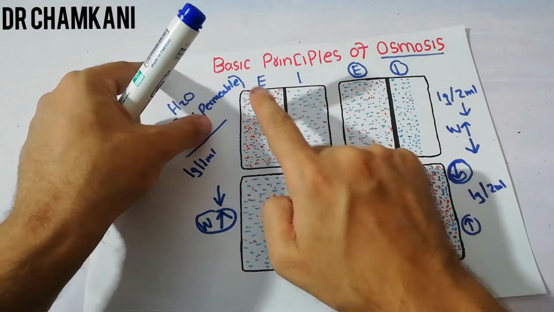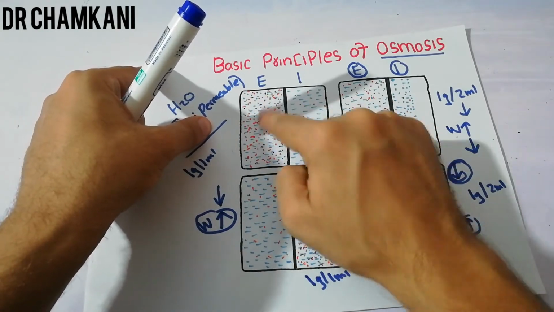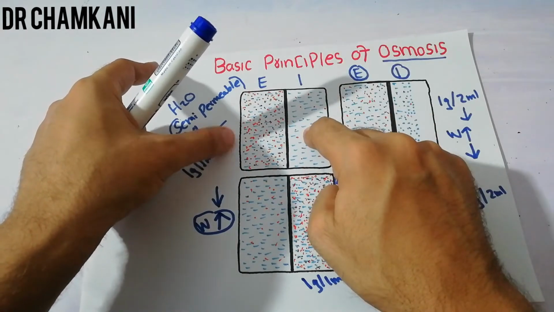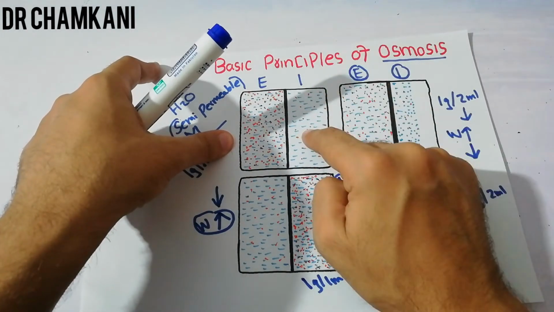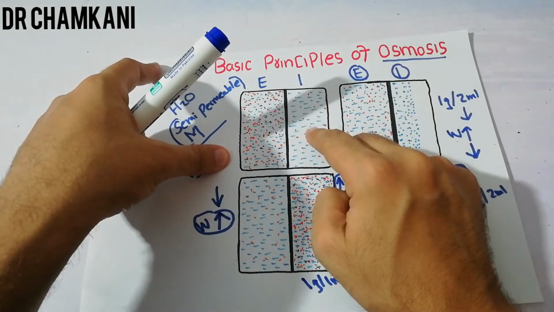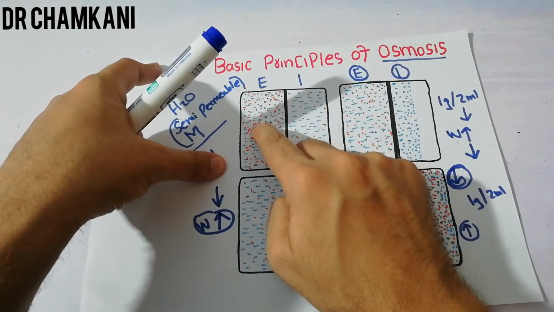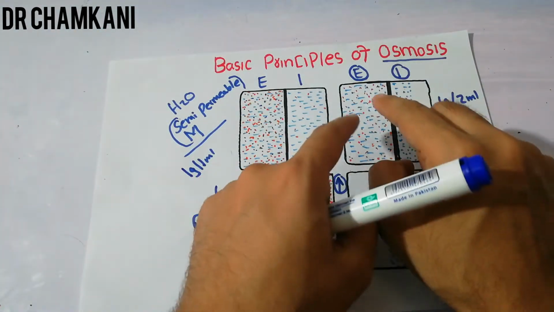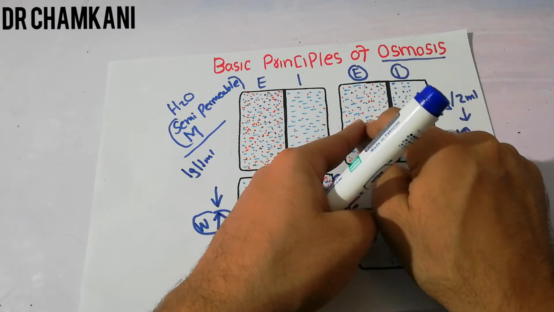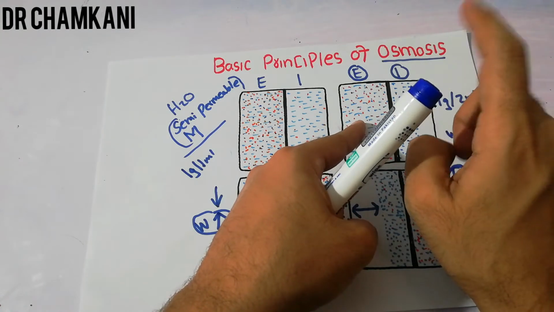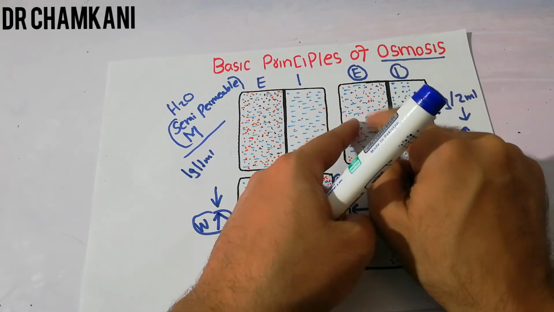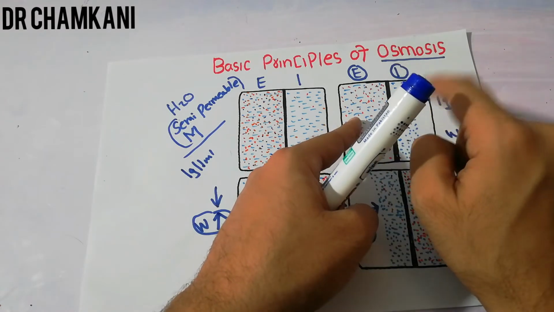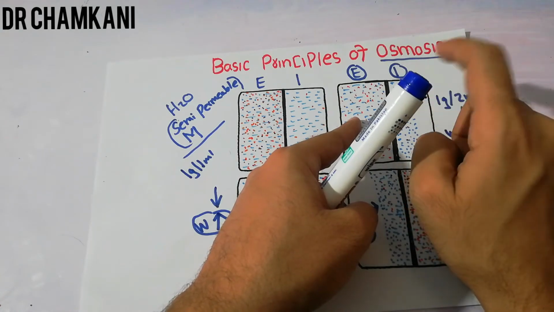In other words, if there is a high concentration of solute or ions on one side and a low concentration of solute and ions on the other, there will be movement from the compartment with low concentration of ions and high concentration of water to the region where there is high concentration of ions and low concentration of water. After some time, when this movement has occurred, the concentration of ions will decrease in this compartment, and the concentration of water will decrease in the other compartment.